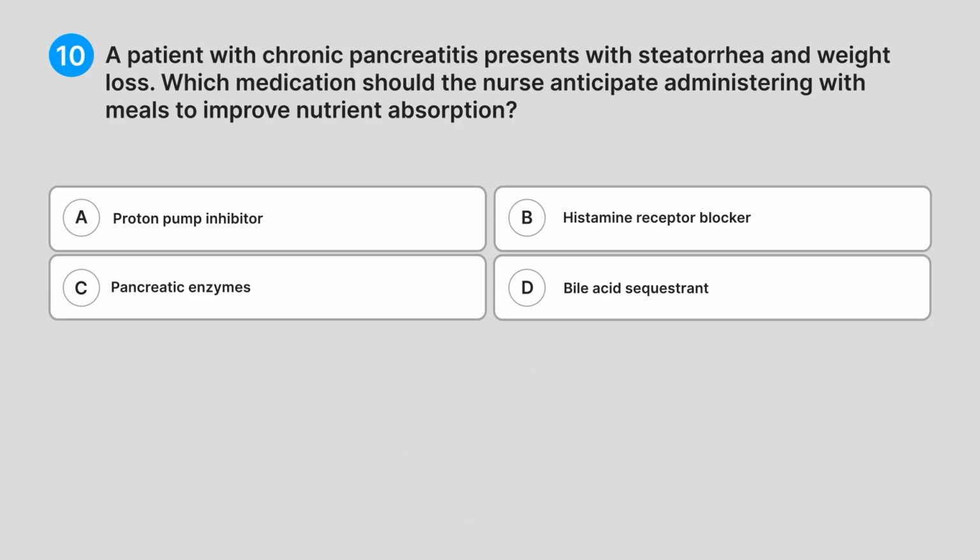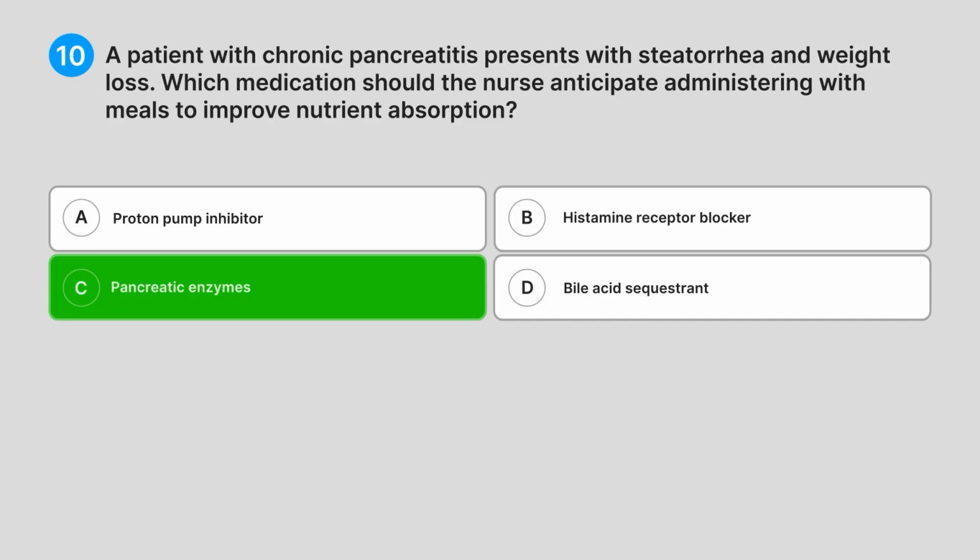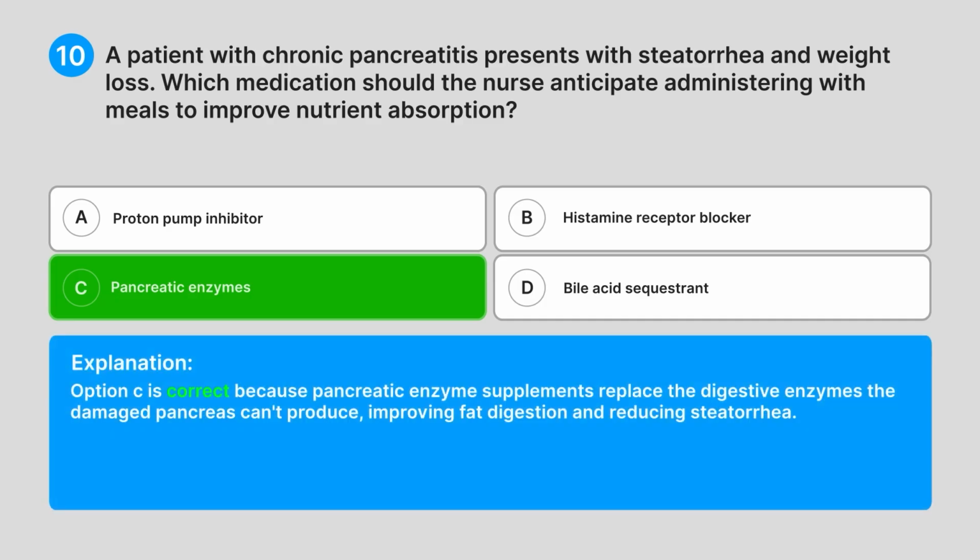Correct answer, C. Pancreatic enzymes. Explanation. Option C is correct because pancreatic enzyme supplements replace the digestive enzymes the damaged pancreas can't produce, improving fat digestion and reducing steatorrhea.